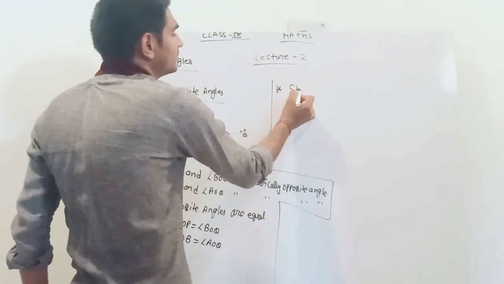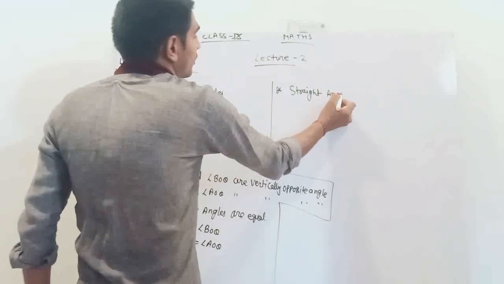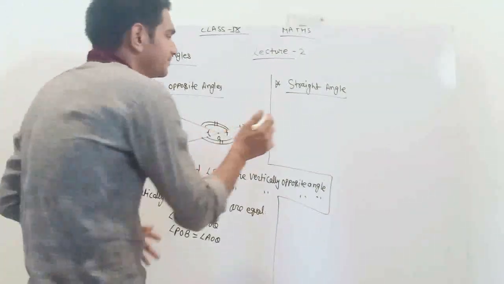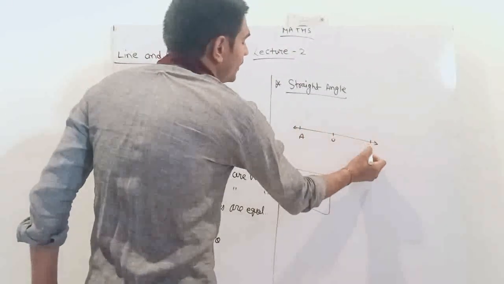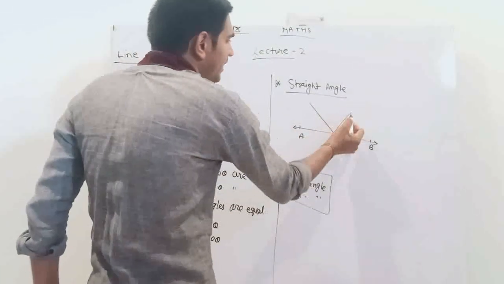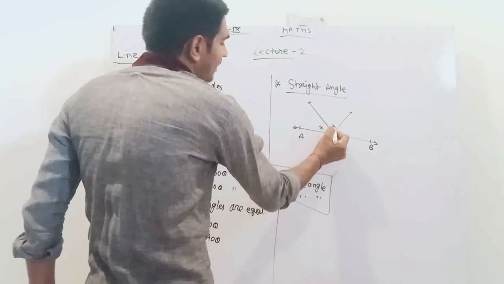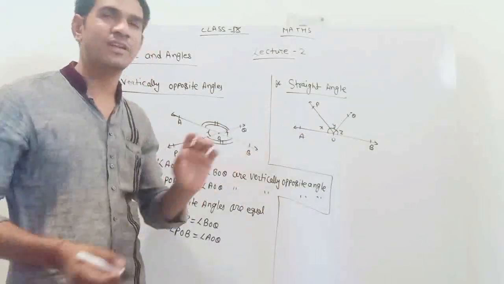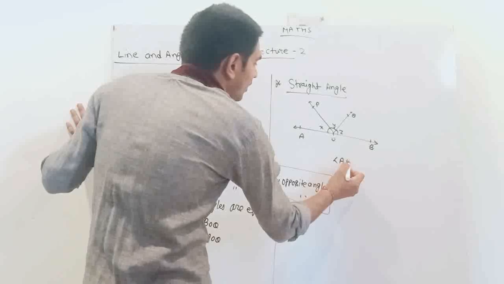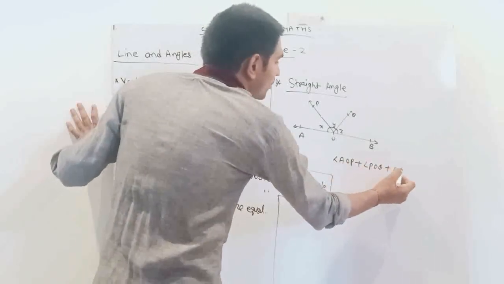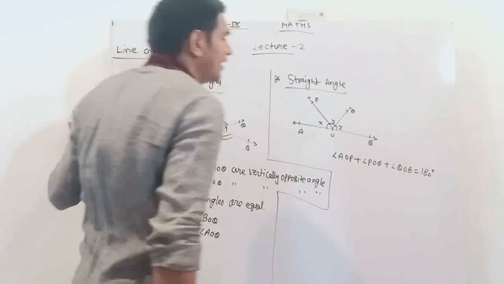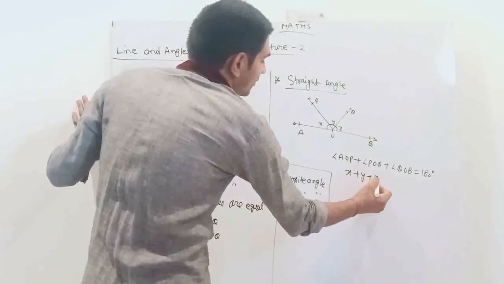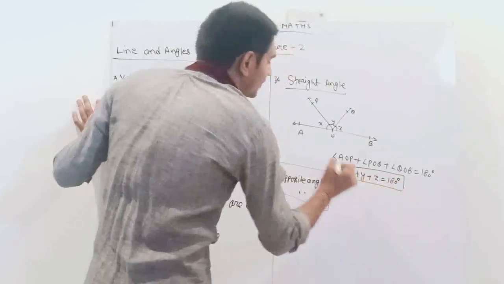Next we discuss the straight angle. What is the meaning of straight angle? The sum of all angles which are forming on a straight line is 180 degrees. Suppose AOB is a straight line. On that line, different angles are formed: the first angle is X, the second is Y, and the third is Z. So angle AOP plus angle POQ plus angle QOB is equal to 180 degrees, because all these angles are forming on a straight line. So X plus Y plus Z is equal to 180 degrees. So that is about the straight angle.